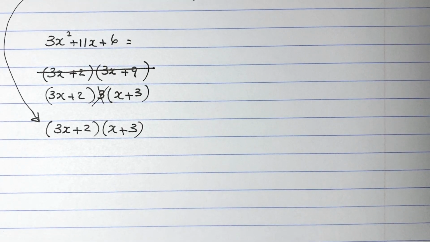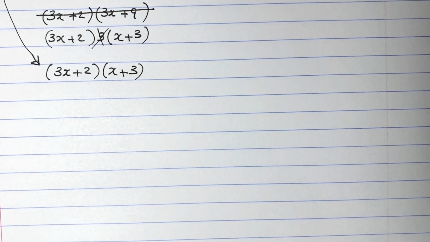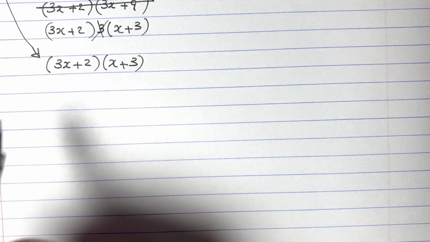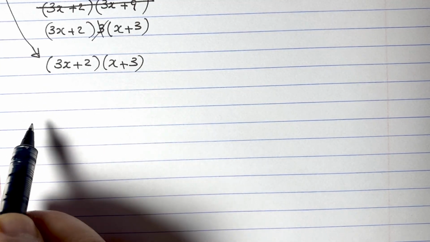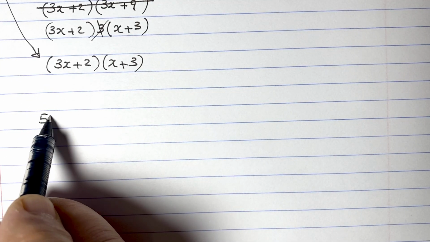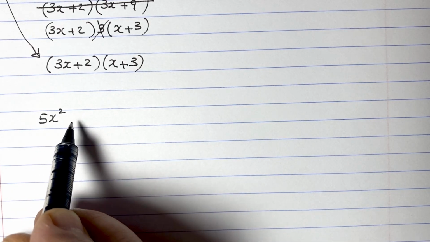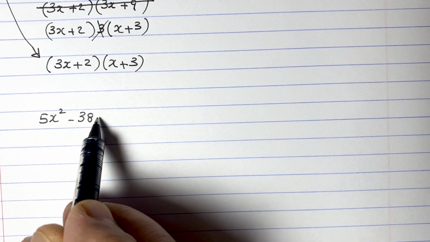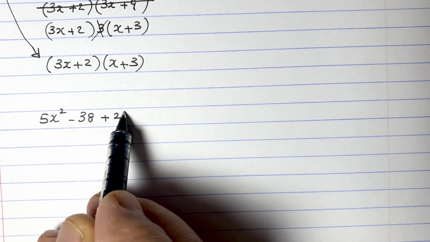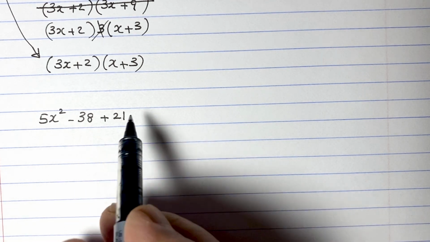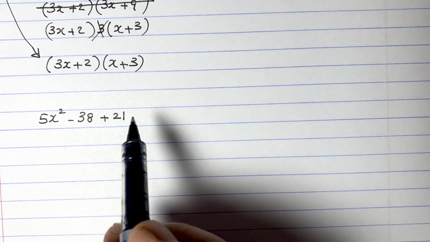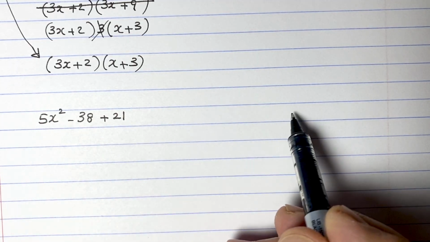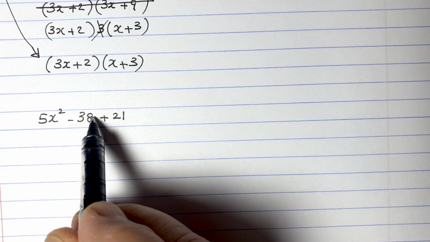Another example. Let's do one starting with 5: 5x squared minus 38x plus 21. The method is the same. The only thing that could make it slightly harder or easier is looking for the factors here without a calculator. So here we have, oops, I missed the x out here.